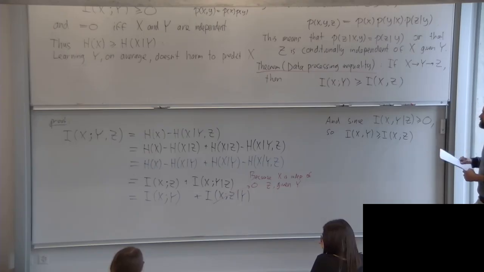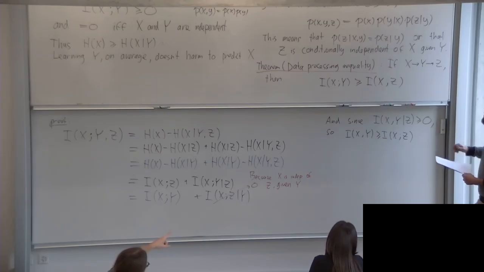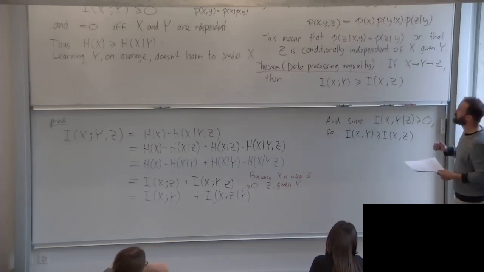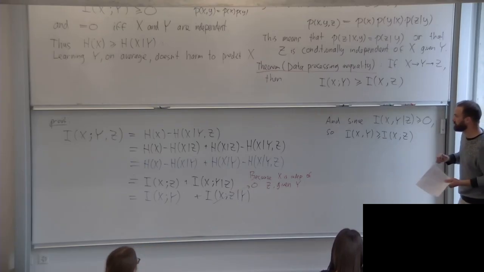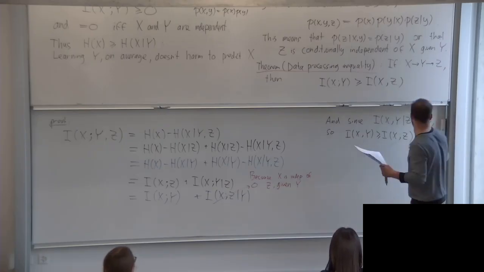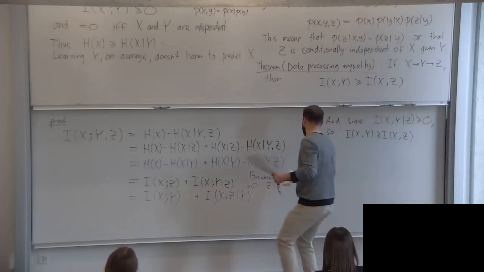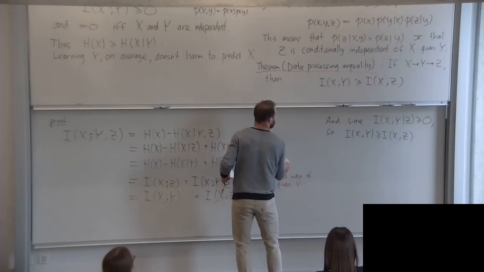I said x is independent of z given y, but it seems like we're going the wrong direction. Isn't x supposed to be the first one in the chain? Like on that board, it's the other way. We have z is conditionally independent of x given y. Yeah, good. Nice. I can change them.